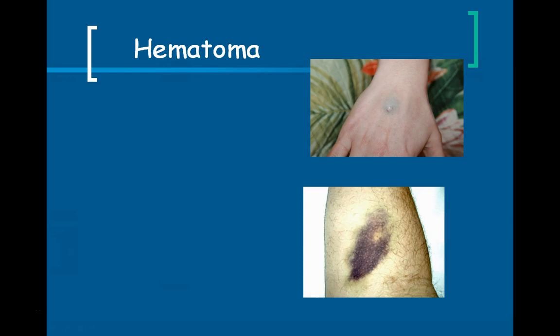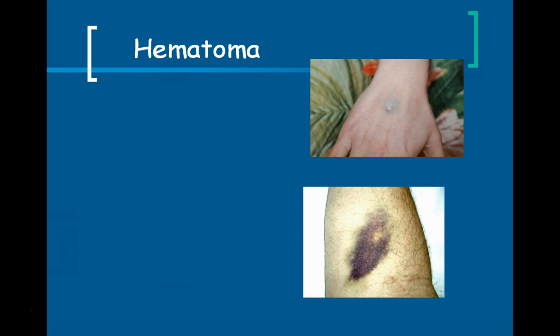Another complication that we see is hematomas. And hematomas are where there's blood that leaks into the tissue at the puncture site. It generally occurs either at the time that the IV is inserted or when the IV is discontinued. So when it's being inserted, the needle may nick or puncture the vein. And when that happens, you can see the picture on top there. That was a hematoma that occurred when the IV was being started.